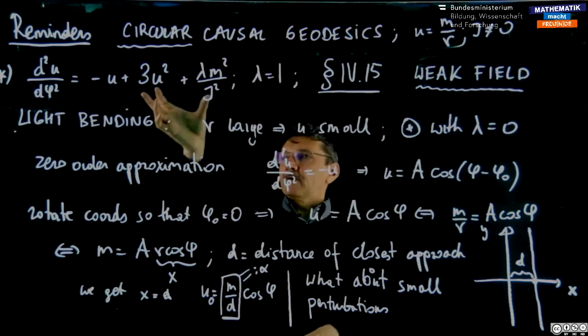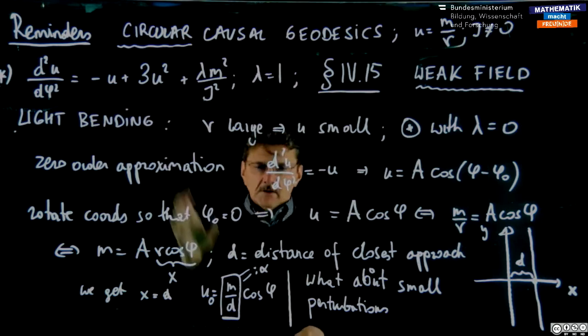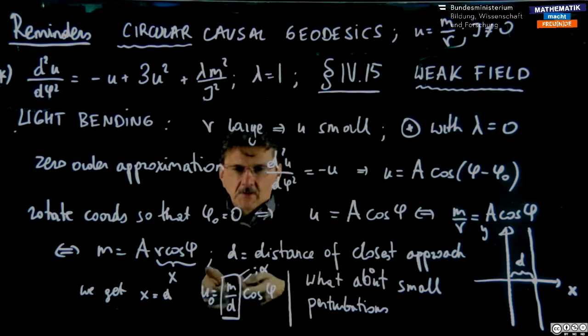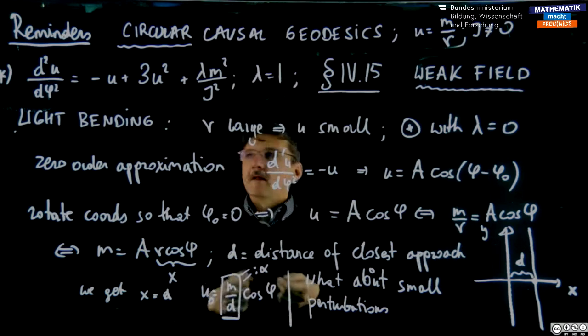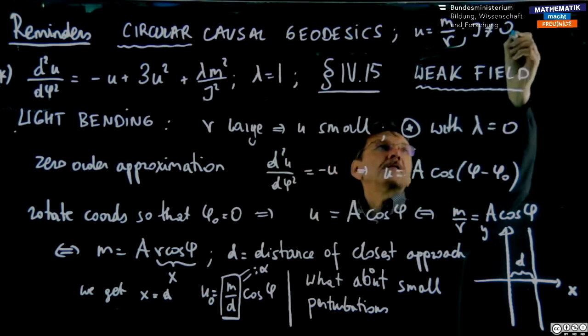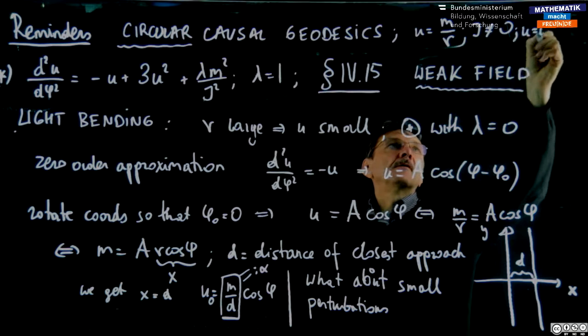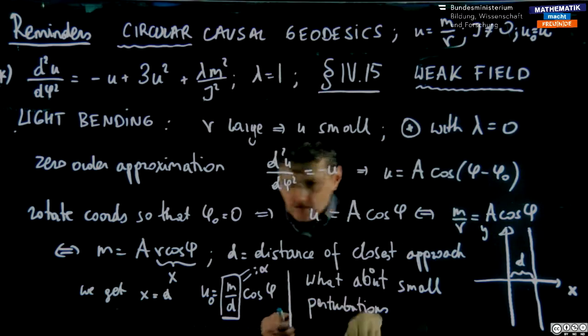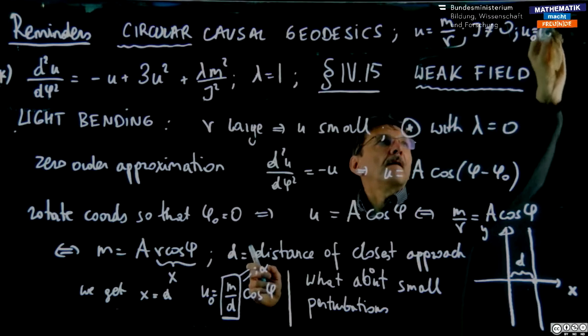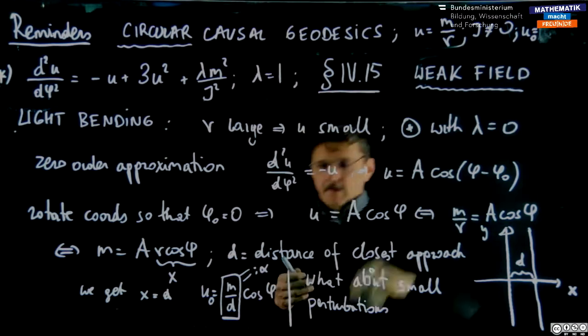So we're going to look again at this equation, but making an ansatz similar to what we did before, and see what happens. So let me write this here. U is U naught, so U naught is alpha cos phi. And I can erase everything.